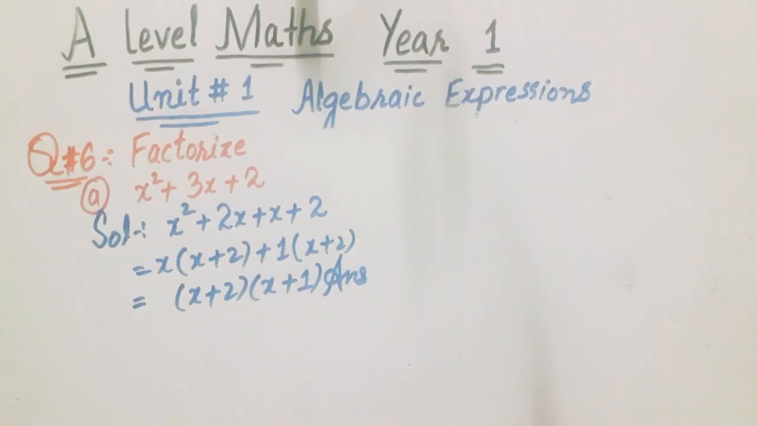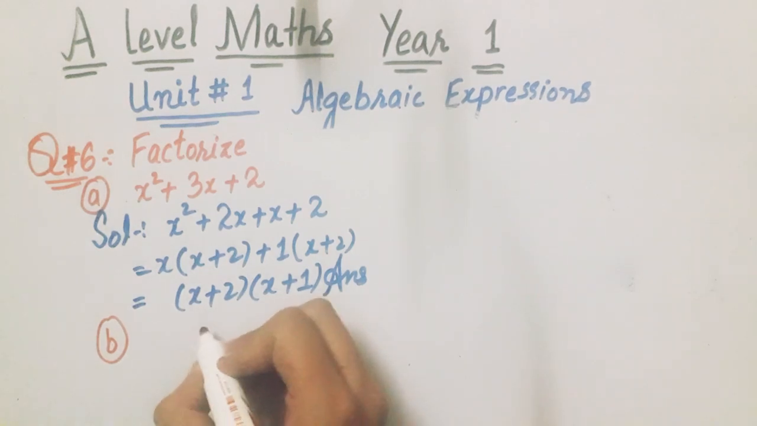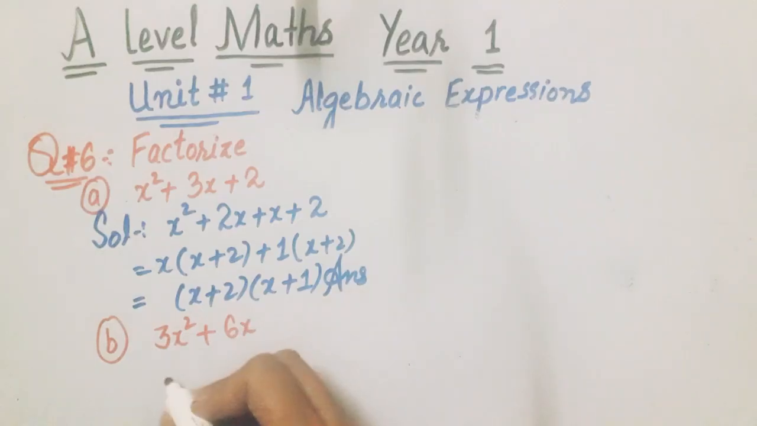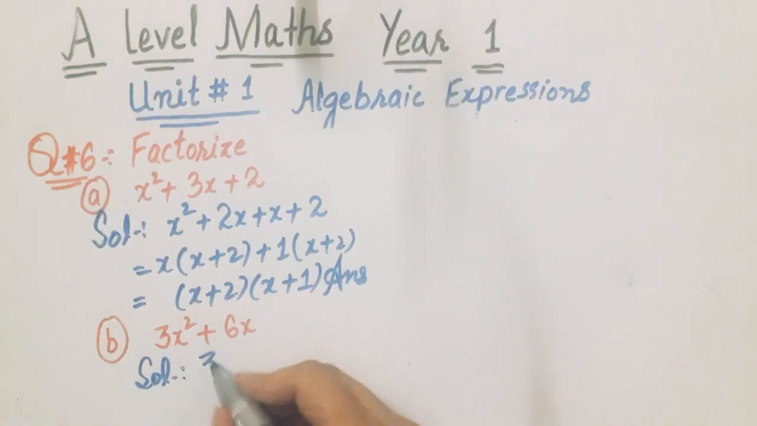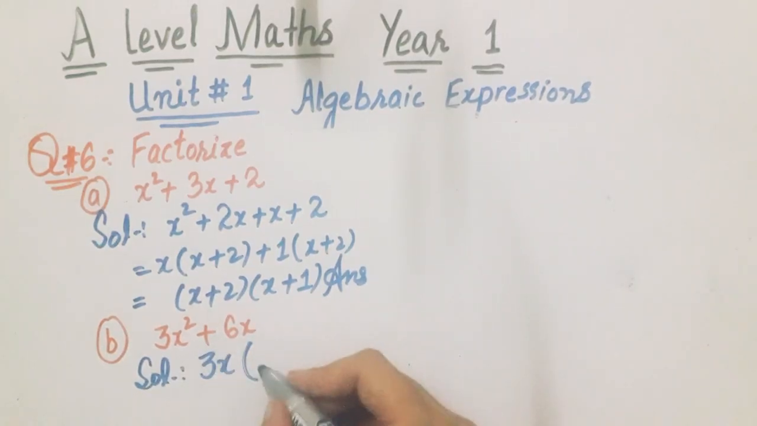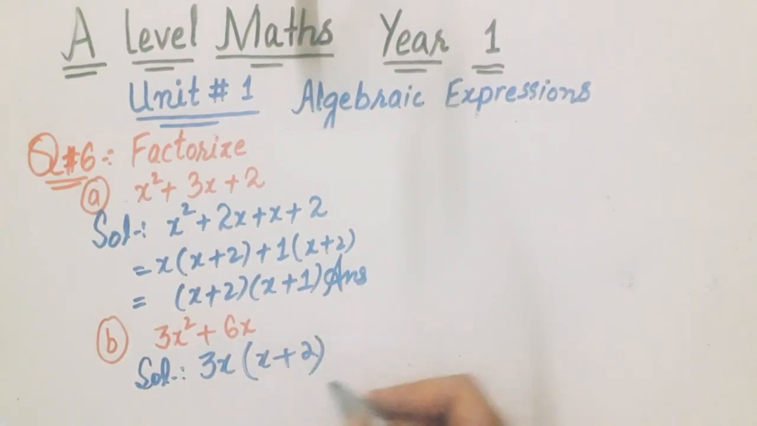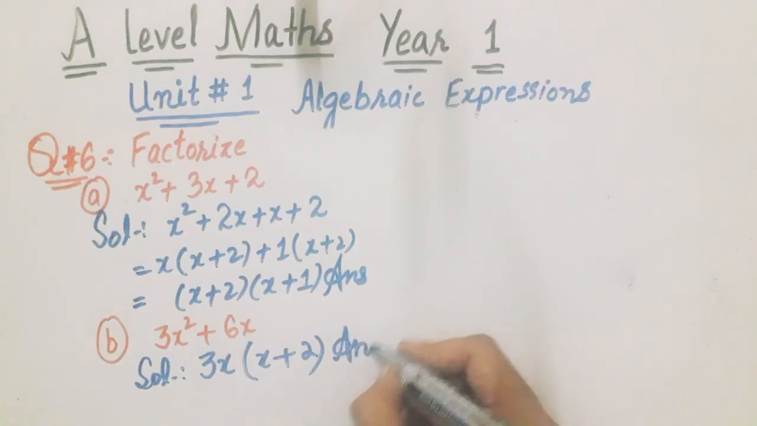Now we will solve the B part. That is 3x square plus 6x. So we will solve this as, take 3x as common, so remaining will be x plus 2. So this will be the answer.